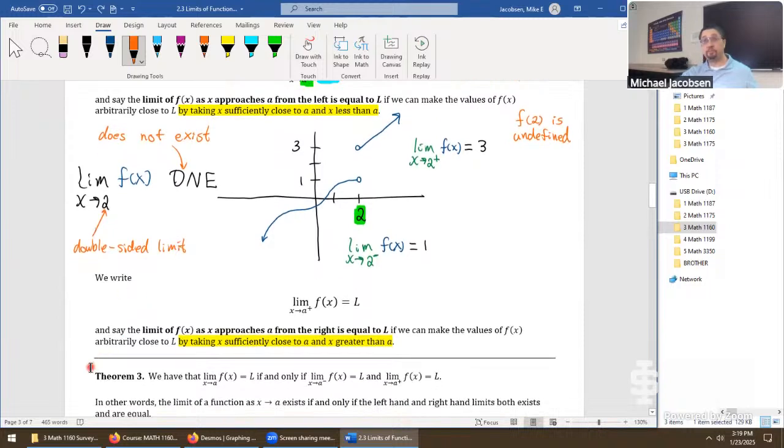And that's the content of theorem 3. It says the limit as x tends towards a of f of x exists and equals L if and only if the single-side limits match up to the same exact value. So that was our problem in this example. Single-side limits were different, so the overall double-side limit did not exist.